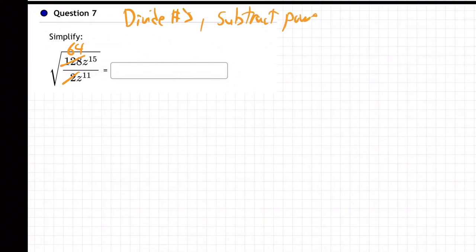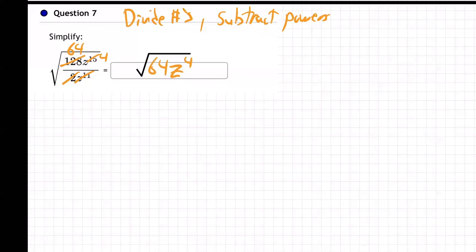Subtract the powers, right? So it's going to be z to the 4th on the top. So this will become, let's see here, actually, I don't even need a thing that big anymore. It's just going to become 64 z to the 4th. I'm not done, but so far so good. Is that making sense? I just divide, 128 divided by 2 is 64. You subtract the powers, z to the 4th.